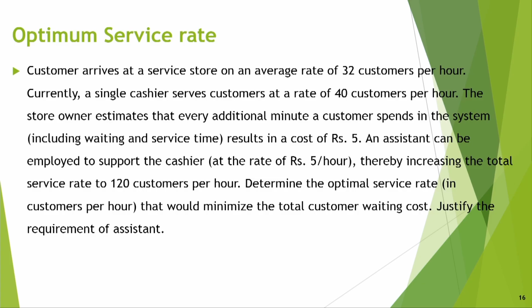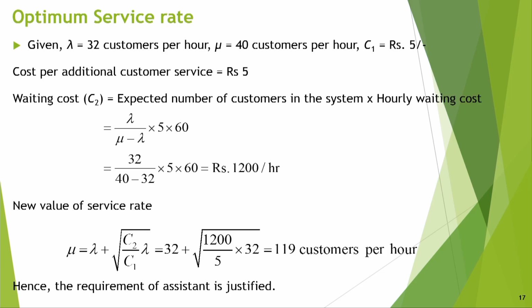An assistant can be employed to support the cashier at the rate of rupees 5 per hour, thereby increasing the total service rate to 120 customers per hour. Determine the optimal service rate in customers per hour that would minimize the total customer waiting cost, and justify the requirement of an assistant. So, given lambda is equal to 32 customers per hour and mu is equal to 40 customers per hour, C1 is equal to rupees 5, and cost per additional customer service is basically rupees 5.